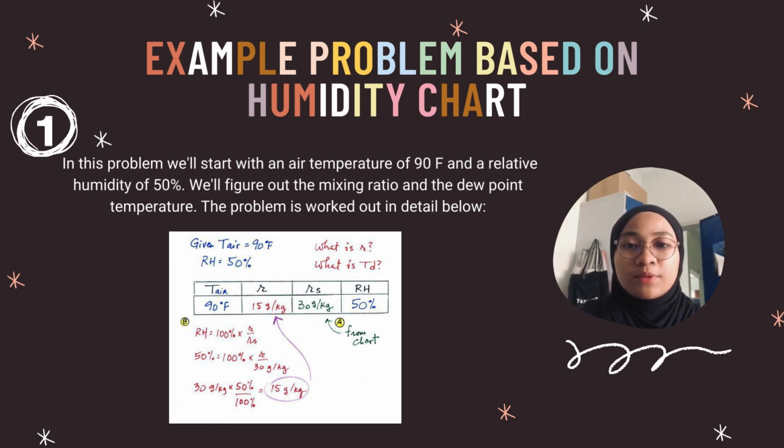Assalamualaikum, I'm Nur Aisha binti Ayub and will explain an example problem based on the humidity chart. In this problem, we will start with an air temperature of 90 degrees F and a relative humidity of 50%. We will figure out the mixing ratio and the dew point temperature. The problem is worked out in detail below.